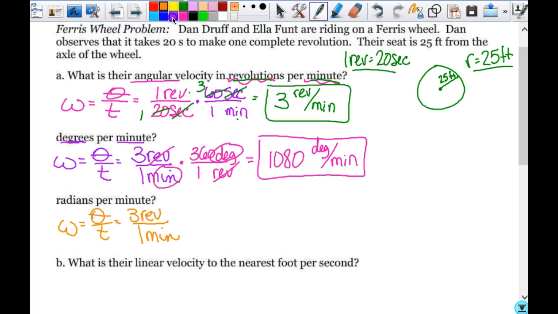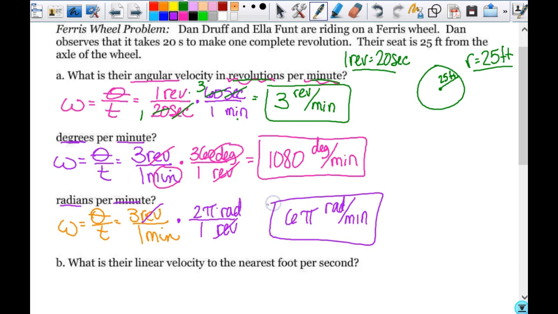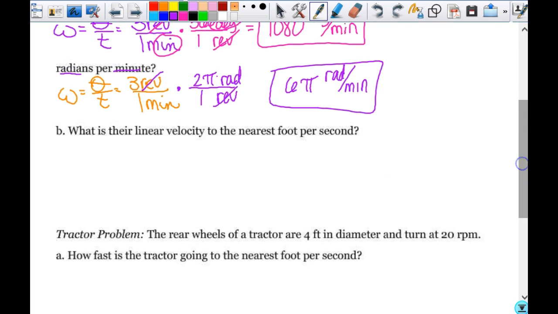I need this in radians per minute, so my minutes are fine. My revolutions go down here so that they will cancel out. And this is radians. So 1 revolution is how many radians? 2 pi. So my revolutions cancel out, and I get 6 pi radians per minute. Everybody okay with that? Just a lot of converting. You just keep up with your units and you're good.